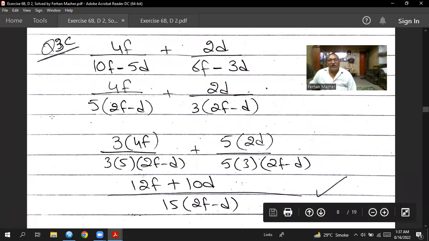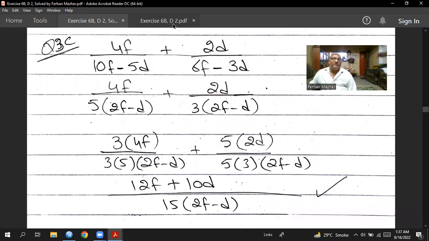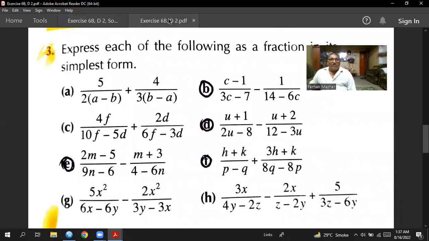The whole question is showing up on your screen. You can pause the video and you can take your time. This is how you do question number 3, it's C part. Question number 3 is D part. You will have u plus 1 divided by 2u minus 8 minus u plus 2 divided by 12 minus 3u.